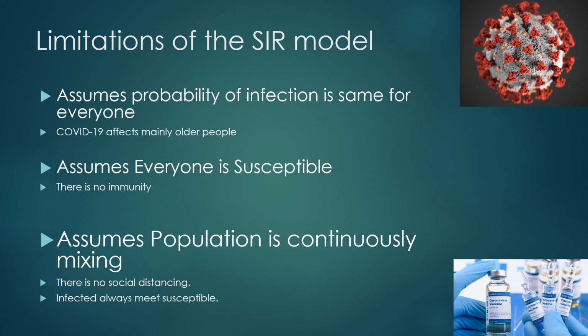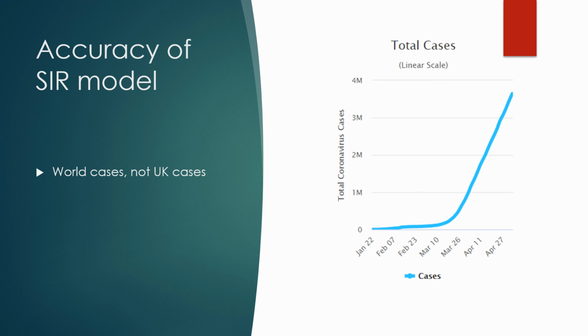Now we're going to look at the accuracy of the SIR model. We're going to look at the case count for coronavirus in the UK up to April the 27th, as this closely mirrors the first proportion of the SIR model. So the total case count is pretty much the same as the number of infected people.